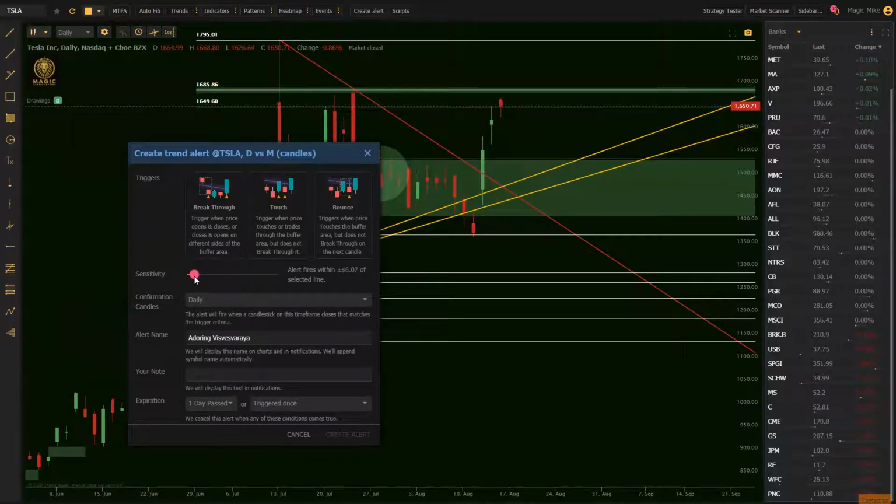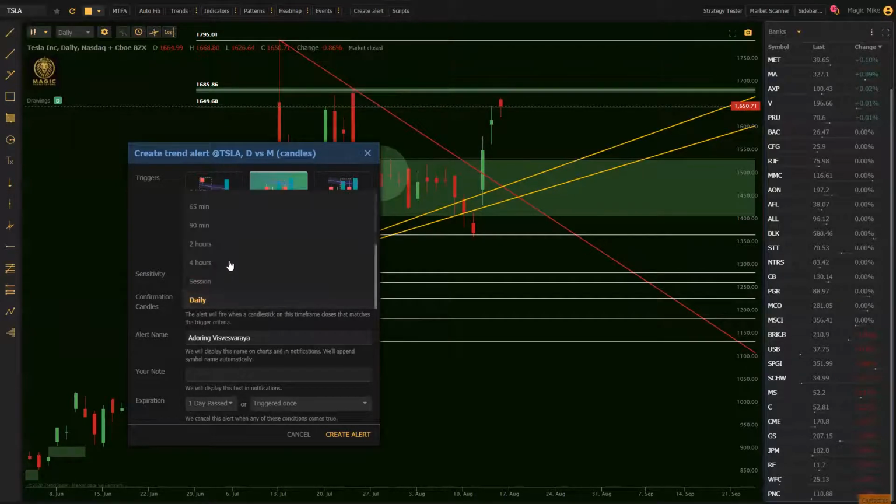But let's just say I want it to fire whenever it touches within $6. Or you can even click it to break through, touch, bounce, or all three. With that being said, let's just say I want to do it when it touches it, because we've got a point of resistance on that line. There's a reason why that line may play as a point of resistance going into opening tomorrow.